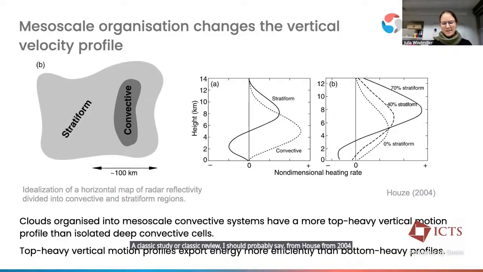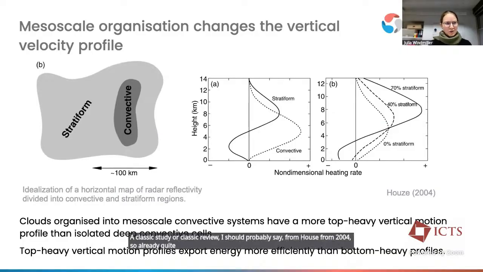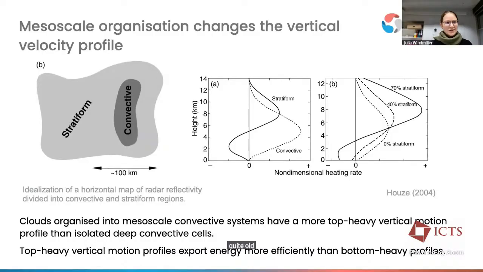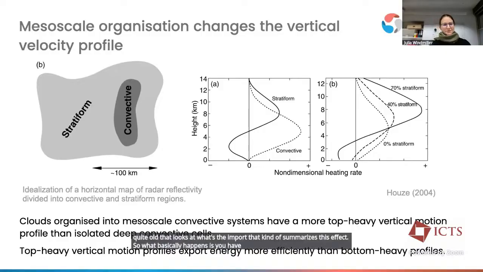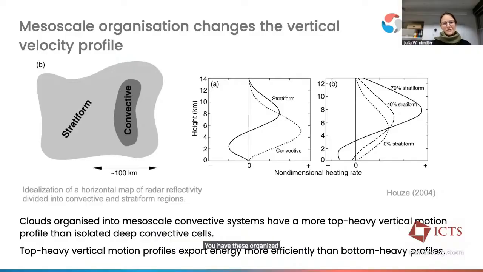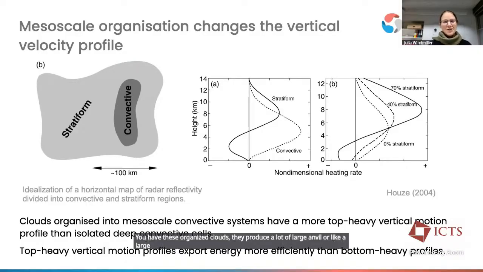so already quite old, that summarizes this effect. What basically happens is you have these organized clouds. They produce a large anvil, or a large region where you have stratiform rain.